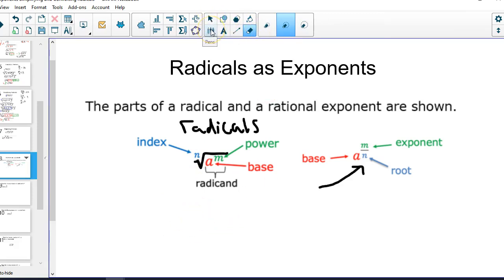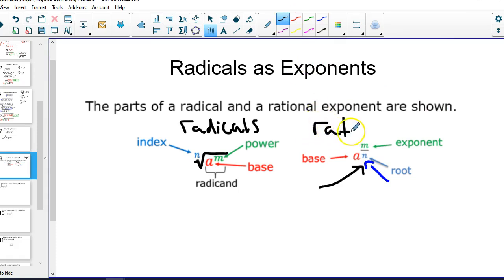Whatever it is, let's see if this is going to freeze. Okay, there it goes. That blue value here, whatever that number is, goes into the bottom, and vice versa. They can go back and forth. So we're going to look at converting back and forth between radical form and having rational exponents. So we call these rational exponents.